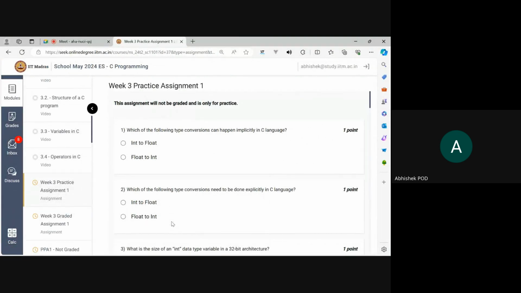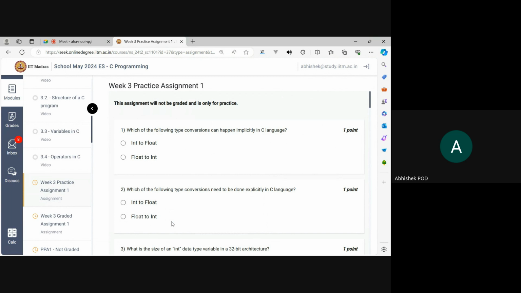So it says: which of the following type conversions can happen implicitly in C language? Implicitly means that it can happen by default, where the programmer need not interfere. The compiler is going to do it implicitly, without any manual effort from the programmer. Whereas explicitly means the programmer will have to write some code in order to carry out that conversion.